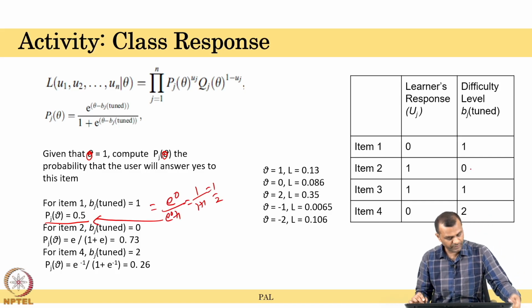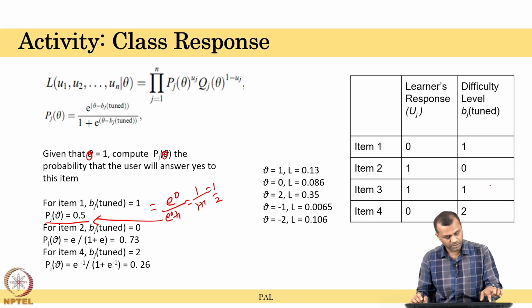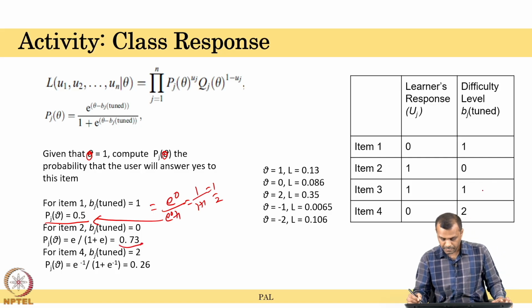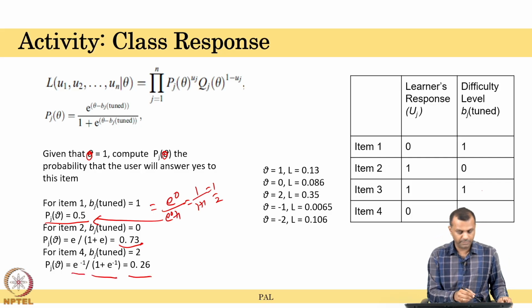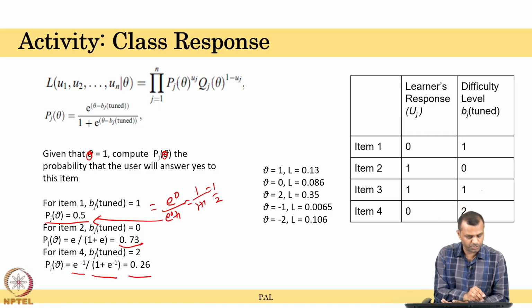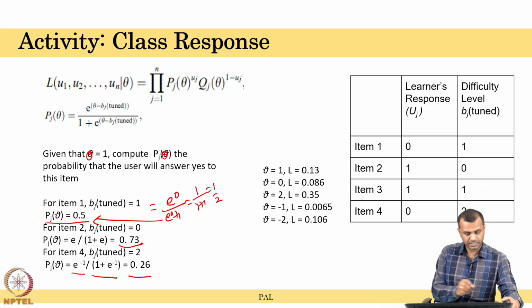For item 2 the value is 0, so theta is still 1, 1 minus 0, so e to the power 1 divided by 1 plus e to the power 1, the value will be 0.73. For item 3, since it is the same, it will be 0.5. For item 4, this is 2, so it will be -1, e to the power -1 divided by 1 plus e to the power -1, so 0.26. Now you have 4 items computed. With this you can also compute Q_j of theta, which is just the opposite: 0.5, 0.27 and so on. With this, can I find the L value?